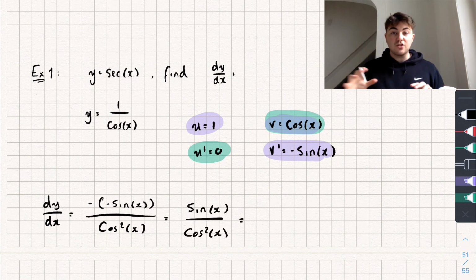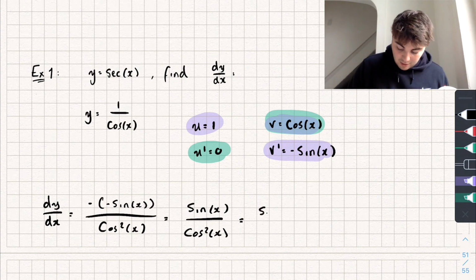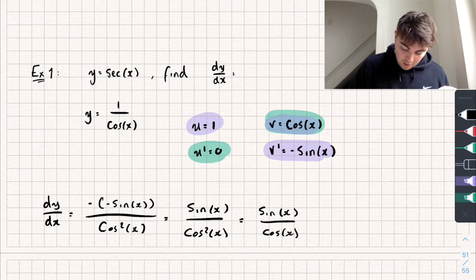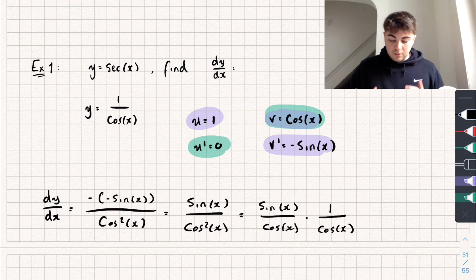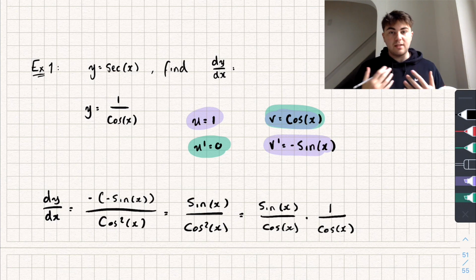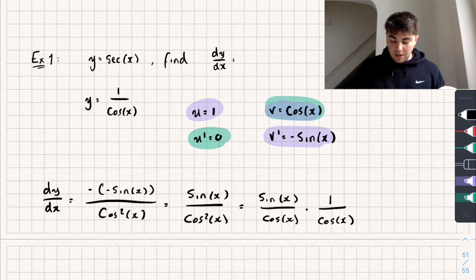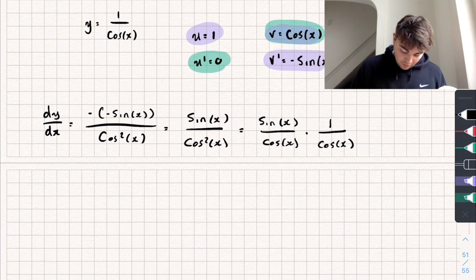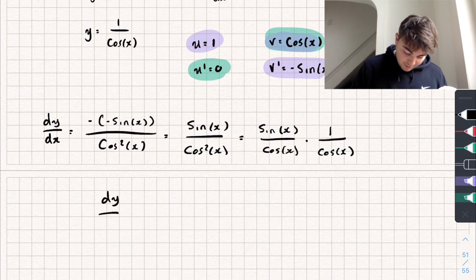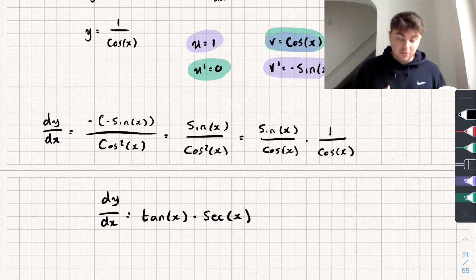And then we could write this as two fractions multiplied together. We could write it as sine of x over cosine of x multiplied by 1 over cosine x. And so sine over cos is just another way to write tan, and 1 over cos of x is just going to be sec of x. And so our derivative, dy by dx, is going to be equal to tan x multiplied by sec of x. And that is the derivative.